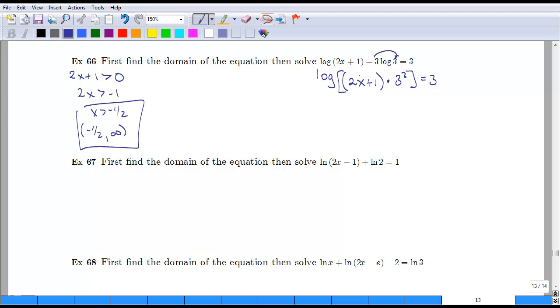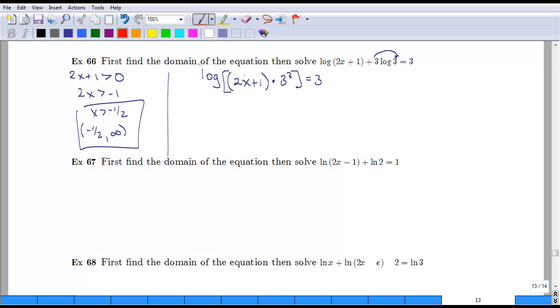Now to actually solve the problem, we need to get rid of the common logarithm, which is log base 10. So we are going to have 10 as our base and both sides as our exponents. So again, we're going to end up with 2x plus 1, and then we've got 27, because that would be 3 cubed, is equal to 3.